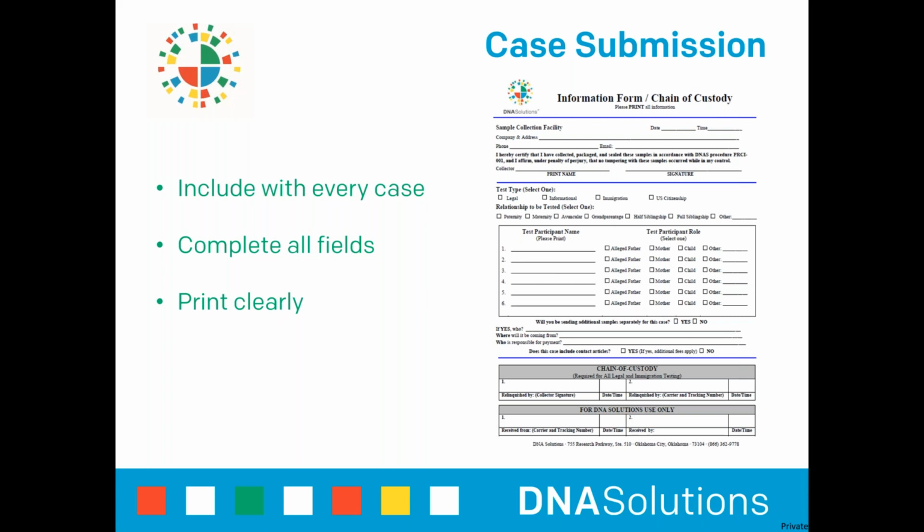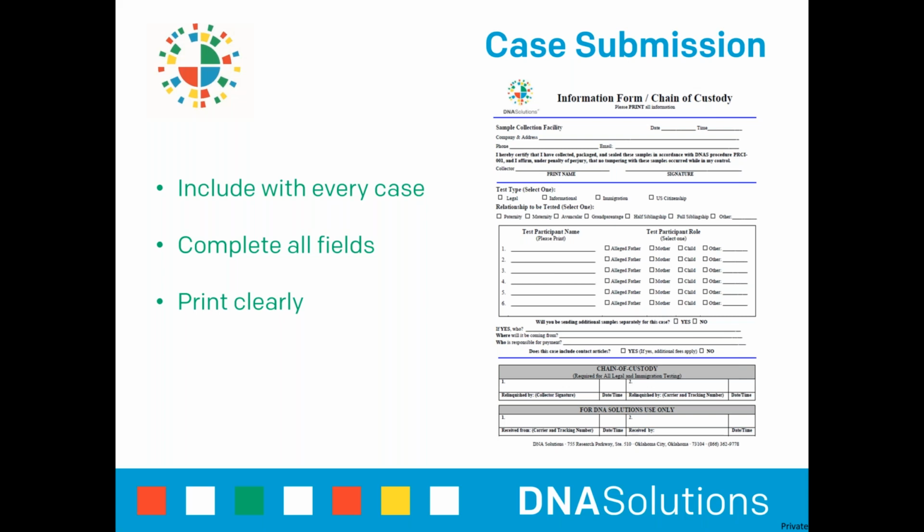It is important to know that a completed information chain of custody form should be included with every case you submit, both legal and informational. This form allows DNA Solutions to know which company is submitting the case and allows us to know which side is responsible for payment and where we should submit results. It also provides details pertaining to which samples we should have received or should expect to receive so we can quickly recognize if any samples are missing from a case and inform our clients accordingly.